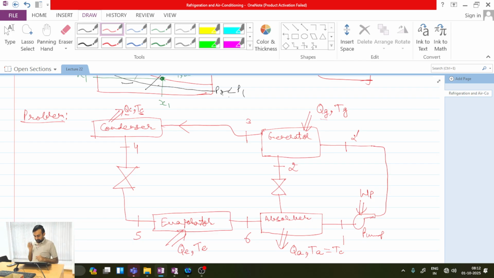Now you can see different state points also I have designated over here. State 1 is exit of absorber and inlet to the pump. State 2 dash is exit of pump. State 2 is exit of generator and inlet to expansion valve. Then let's consider some state 2 double dash as inlet to absorber, and state 3 is exit of generator and inlet to condenser. State 4 is exit of condenser and inlet of expansion valve, and state 5 is inlet to the evaporator, and 6 is exit of evaporator.